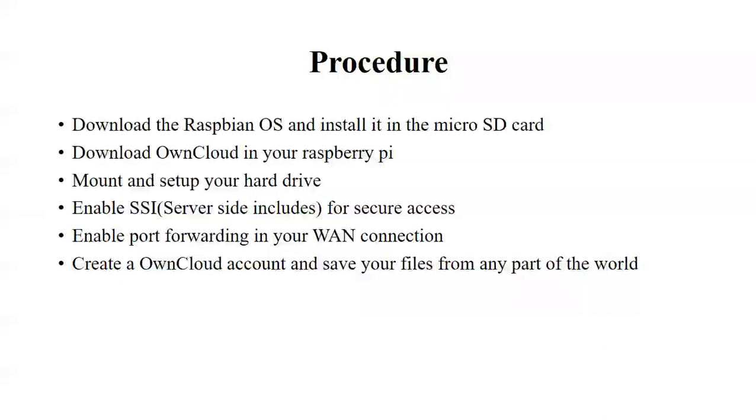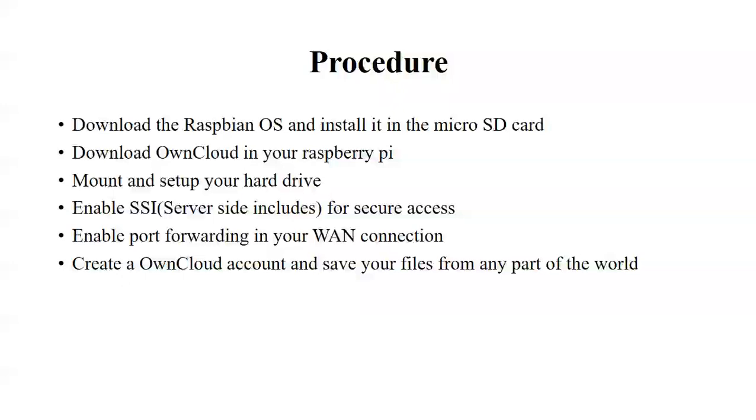Fifth step is to enable port forwarding. If you want to access your cloud drive using your local network outside your local network, then you will need to set up port forwarding and make few changes to our configuration files.